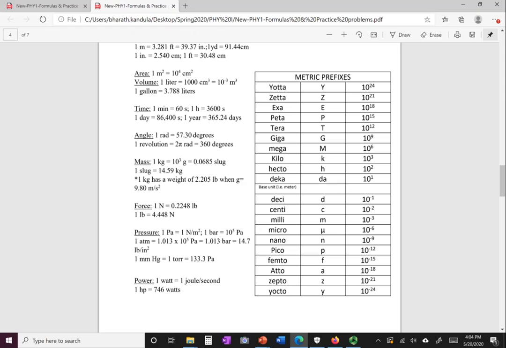Now you see kilo means always 10 to the power positive 3, mega means 10 to the 6, giga is 10 to the power 9, and so on. And if you have a number with a fraction of 10th or 100th or 1000th, you have the prefixes deci, centi, milli, micro, nano, etc.